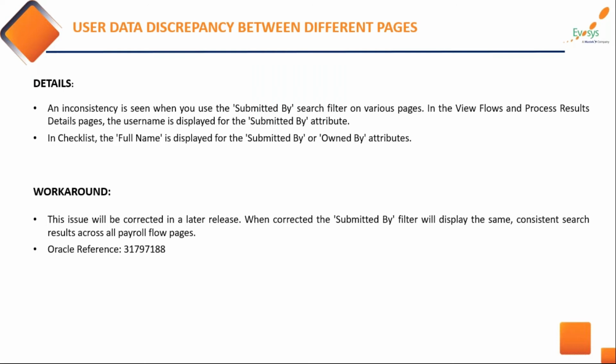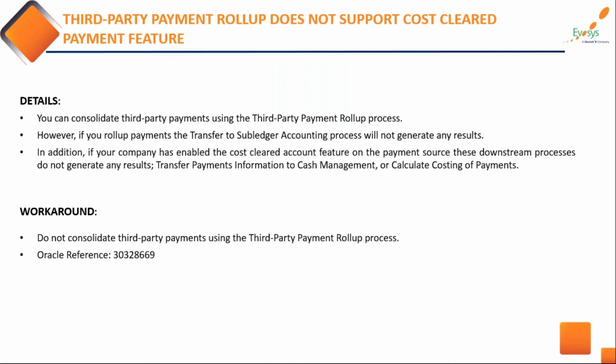Similarly, it's also on the payroll checklist, where the full name is displayed for the submitted by or owned by attributes. Oracle says it would correct this in a later release. Third-party payment rollup is an issue that's continuing from 20B, I guess. So that's still there.